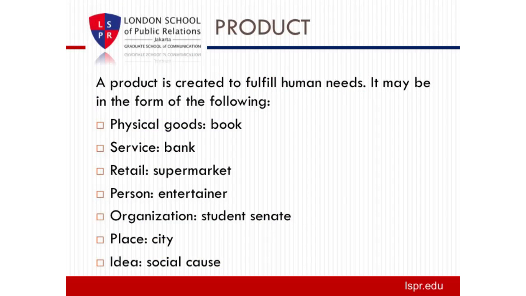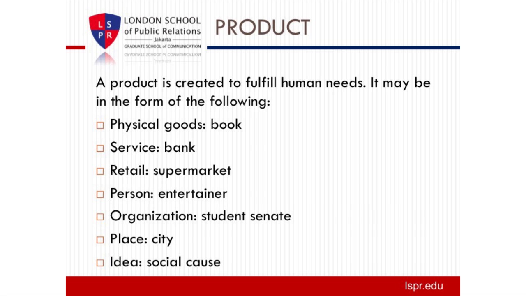And you also need to understand how to differentiate a brand from a product. So let's look at a product. A product is created by the company because there is a need and a want for it. And products can take many forms. For example, physical goods like a book. You can see it, you can touch it.